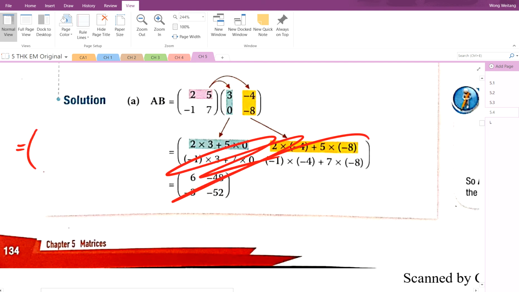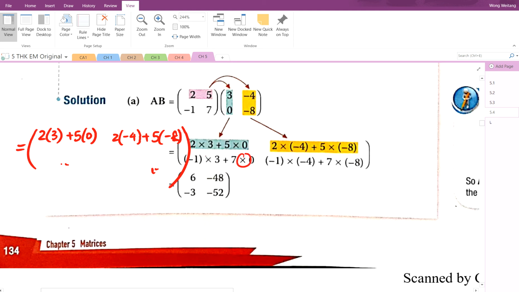So my answer, 2 times 3 plus 5 times 0. I will use brackets for my multiplication because it is neater. Then in the first row, second column, I've got 2 times negative 4 plus 5 times negative 8. Okay, then I continue with the rest. I prefer it this way because it is neater as compared to writing all these multiplication signs. But the answer will still be the same.